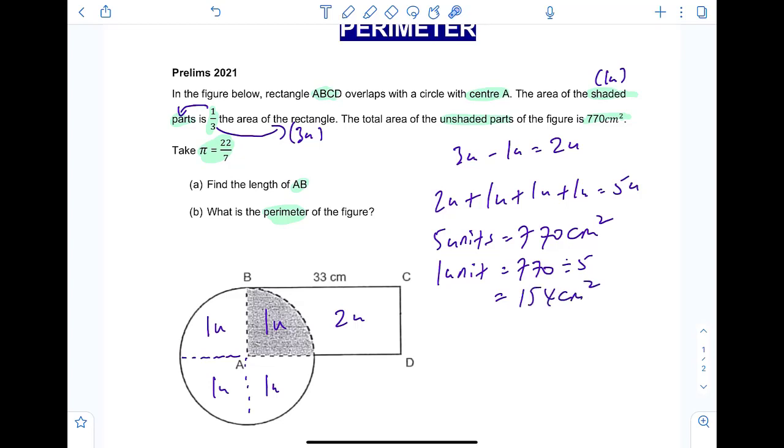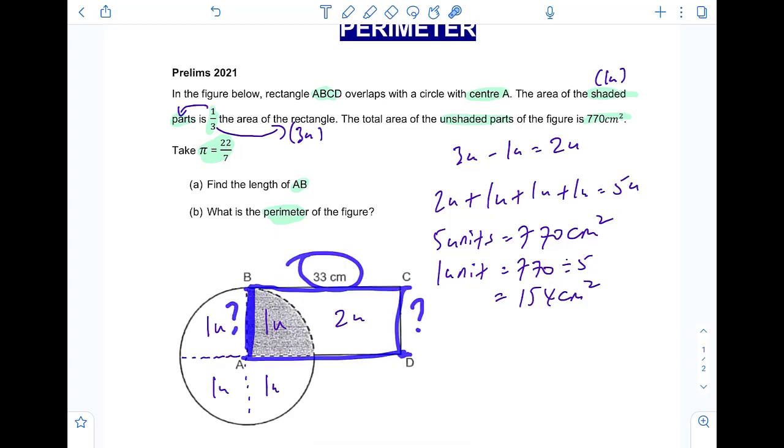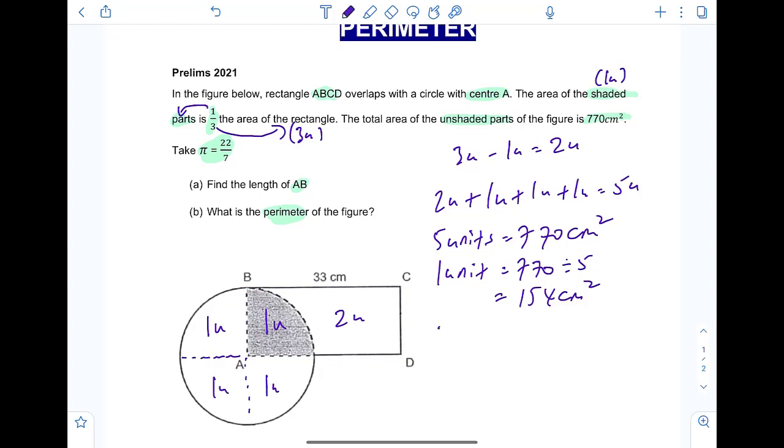Okay, and in order to find AB, it's beneficial, or it's a must actually, to find the area of this rectangle. Because once we get the area of the rectangle, then we can divide it by 33 to get this AB section as well. So the area of the rectangle will be 3 units. 154 times 3 is 462 squared cm, and then from there we know that the length of this rectangle is 33.